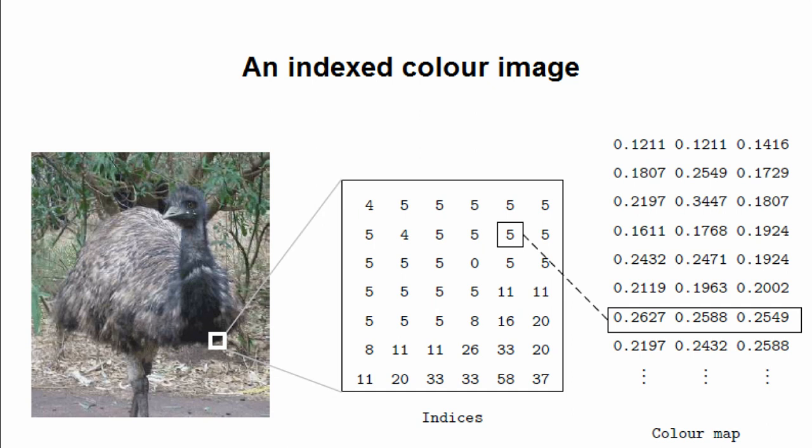As you can see in this image, the indices, rather than being the gray values of the pixels, are simply indices into the color map. Without the color map, the image would be very dark and colorless. But in this figure, for example, pixel label 5 corresponds to 0.26, 0.25, 0.25, which is a dark grayish color.